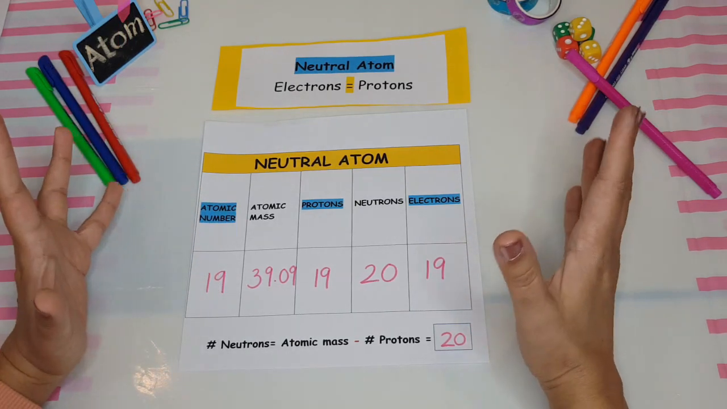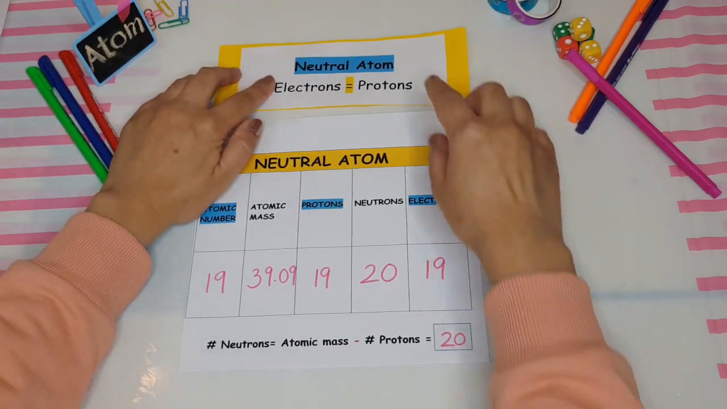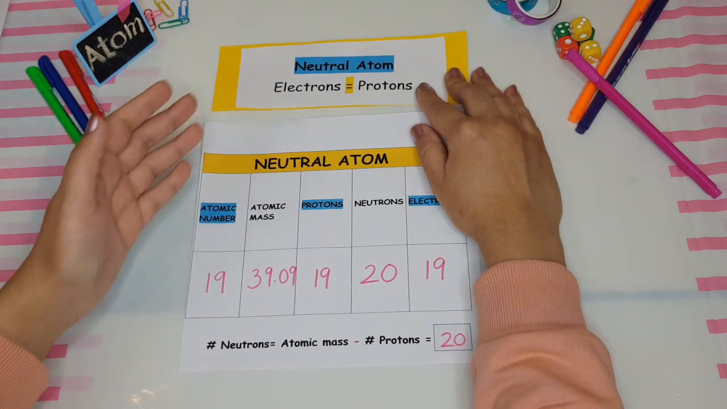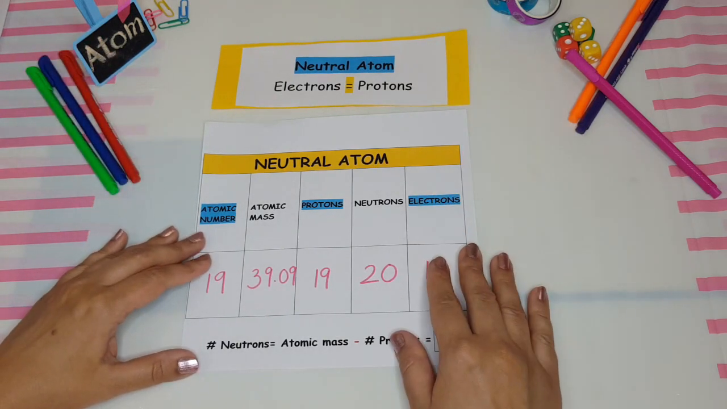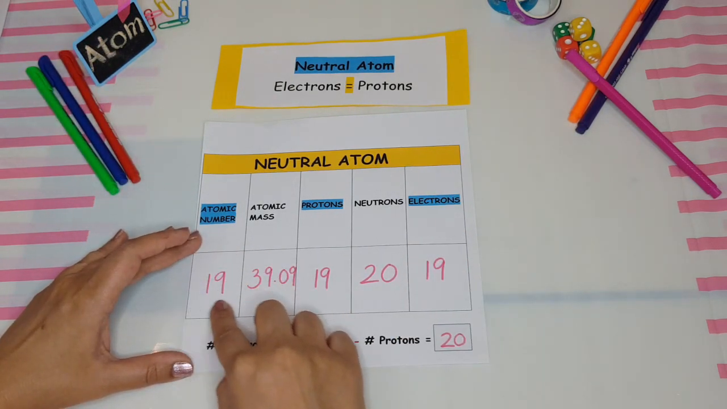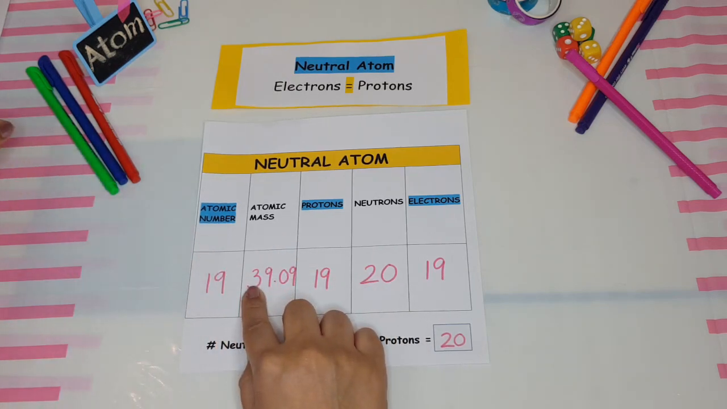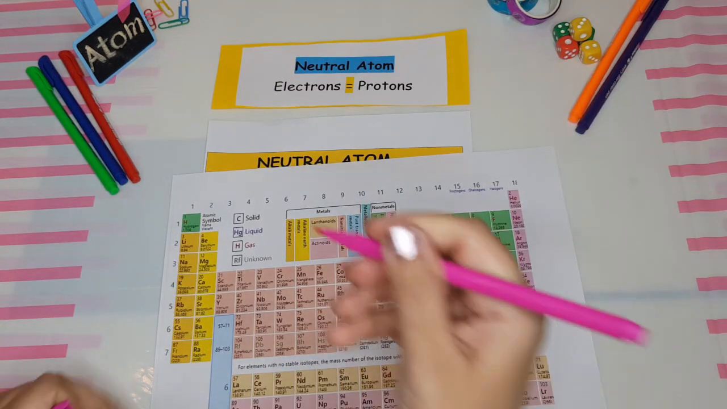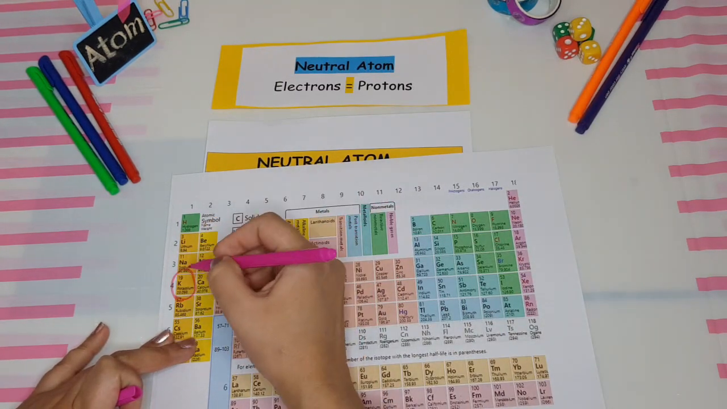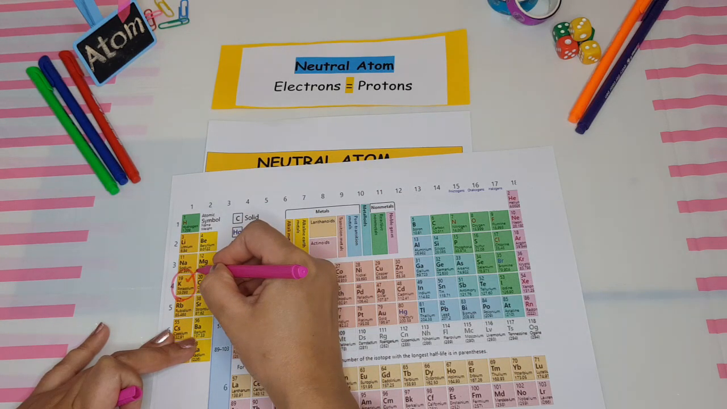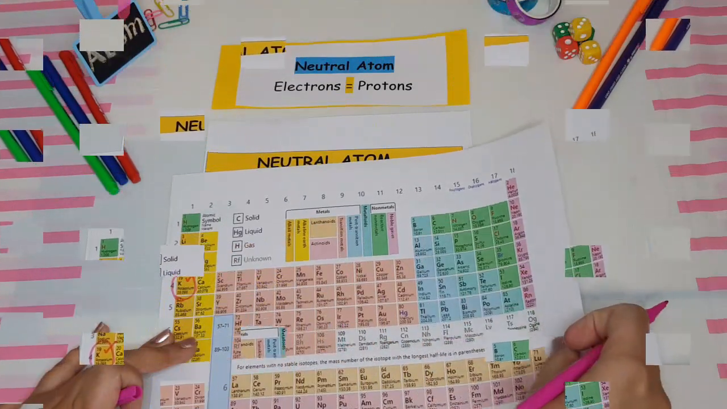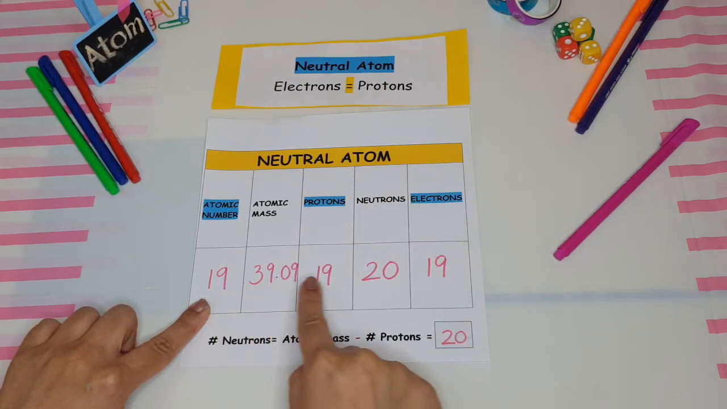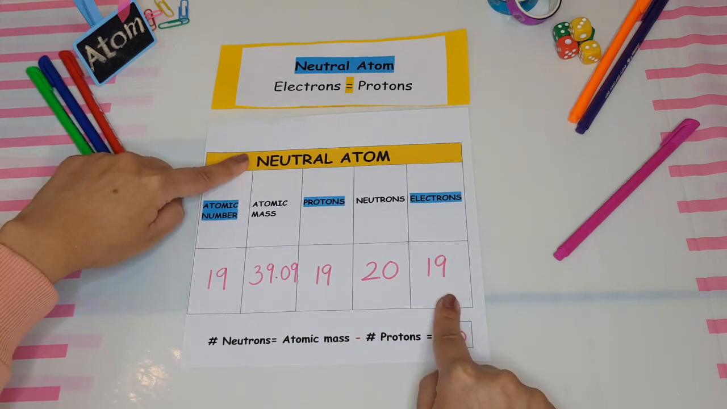Now let's talk about the neutral atom. In a neutral atom, electrons are always equal to protons. For example, once we have taken an example of the potassium, here is its atomic number. How do we know its atomic number and atomic mass? That is from the periodic table. As you can see, potassium is present here. You can see on the top of it is written the atomic number. Atomic number, number of protons and electrons are always equal in a neutral atom.